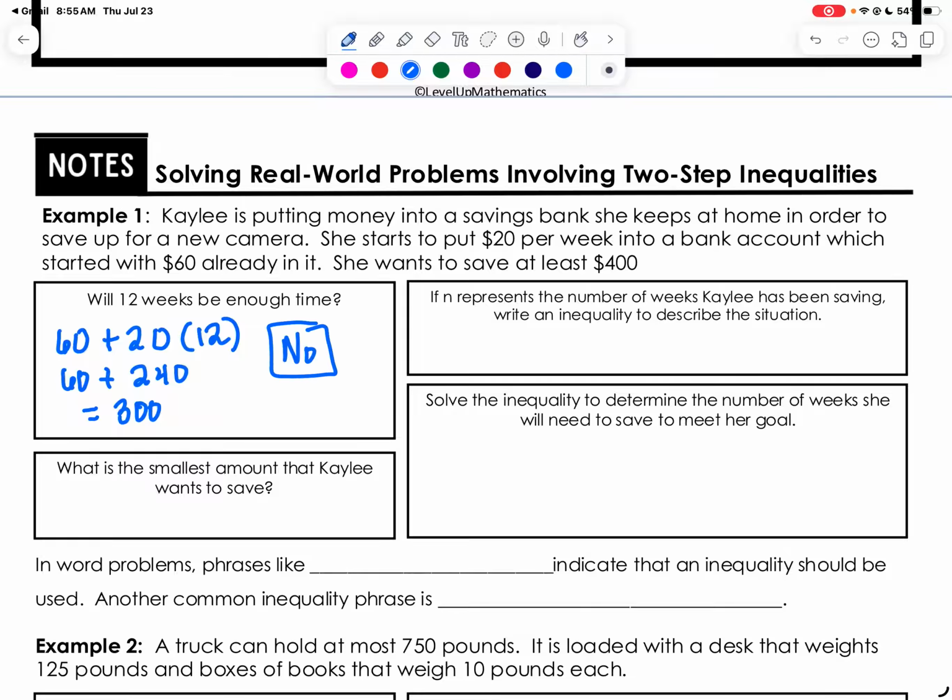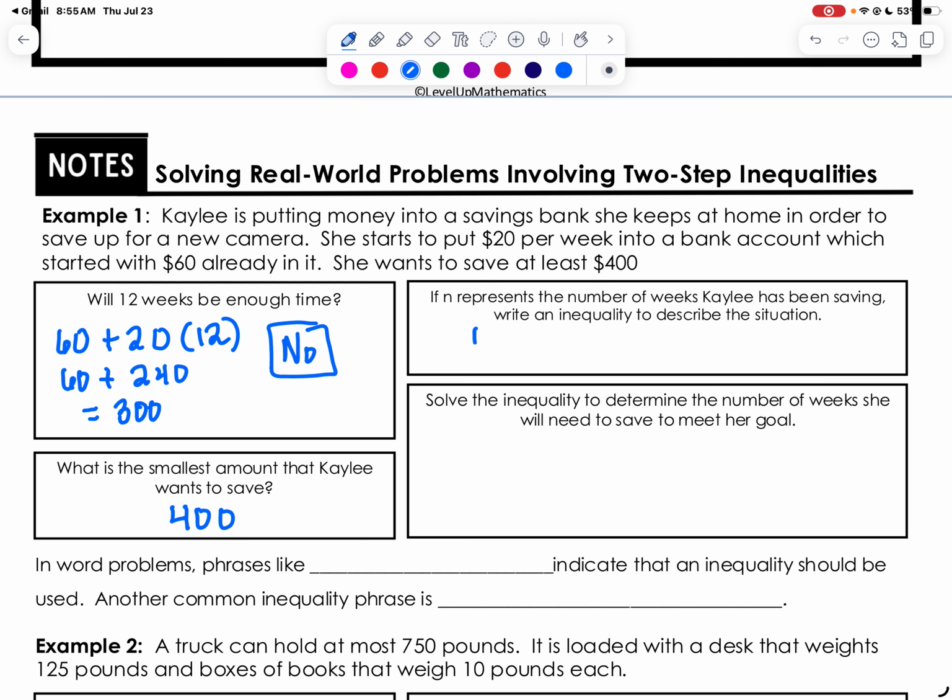Okay. Question 2. What is the smallest amount that Kaylee wants to save? So the smallest amount she wants to save is 400 because it said she wants to have at least 400. I'm sure she'd be happy with more than 400, but 400 is the smallest amount that she wants to save. So if n represents the number of weeks Kaylee has been saving, write an inequality to describe the situation.